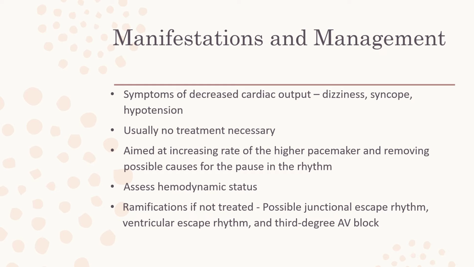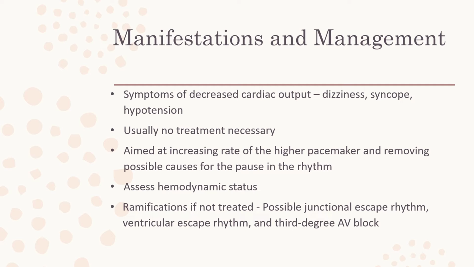Our manifestations and management. First of all, as with any rhythm, we're looking for symptoms of decreased cardiac output, which are dizziness, syncope, hypotension. Usually with an escape junctional beat, there's not any treatment necessarily indicated, but what we're probably going to end up doing is increasing the rate of the highest pacemaker and removing the possible causes for the pause in the rhythm. So we would like to increase the rate of the SA node.